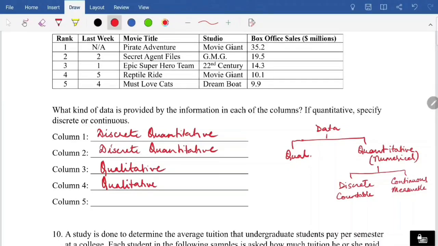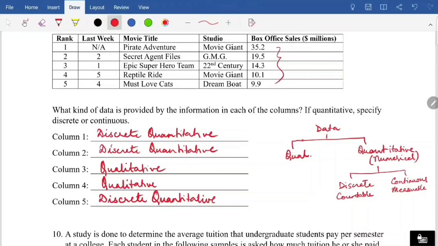We count money, right? Money is not a continuous quantitative value. It's a discrete quantitative value. So we have to say discrete quantitative. So it's a little bit tricky because you see a decimal in like 35.2, 19.5 and so on. However, money is countable. It's not continuous.